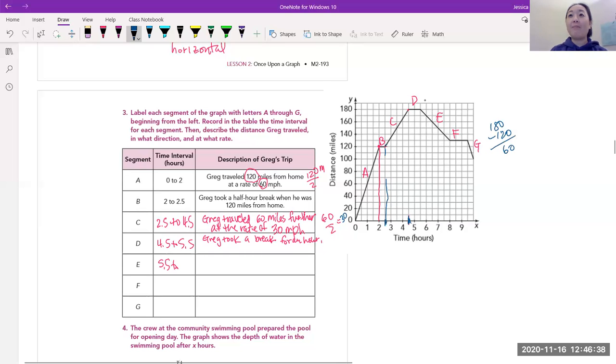And so now from 5.5, it looks like he's kind of going back. So he's like, I'm done, I'm out of here. Right, so from 5.5 to, let's see, where is this? 8 hours, right? So from the 5.5 to the 8th hour, what did he do? He's heading back home, right? So it looks like Greg turned around.